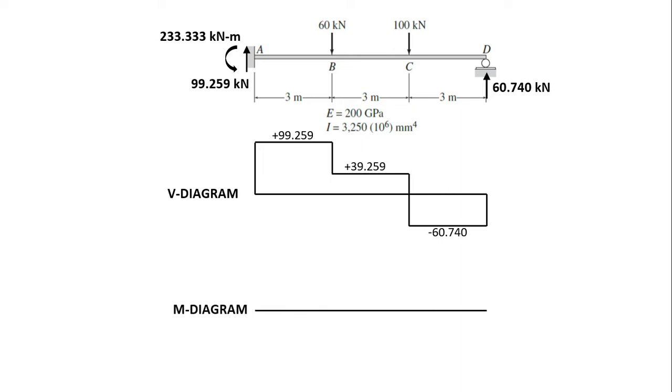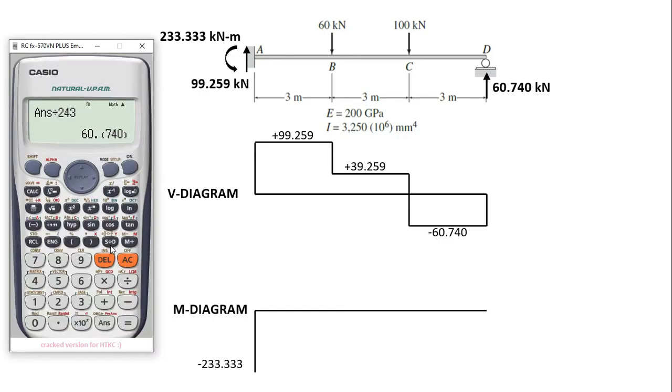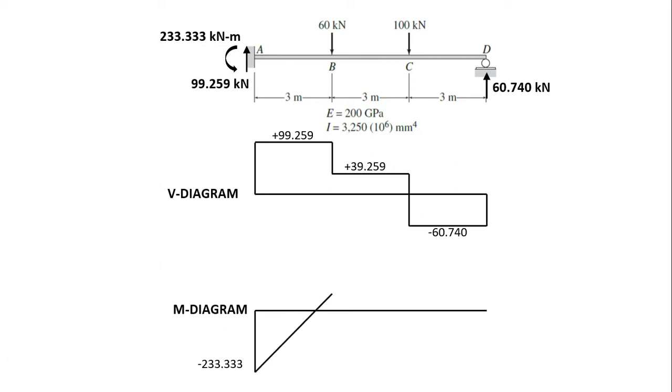So, next. Para sa moment diagram, meron tayong counterclockwise na 233.333 sa point A, so bababa ka muna rito with that magnitude. And then, aangat ka ngayon ng ilan? Okay? 99.259 times 3. So, complete natin. We have negative 233.333 plus 99.259 times 3. Okay, that is 64.444. Kaya angat tayo ron, no?